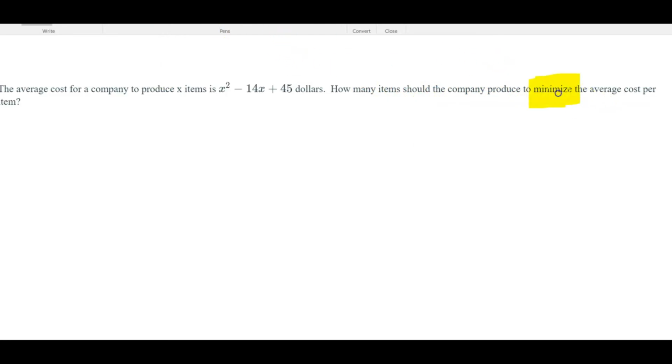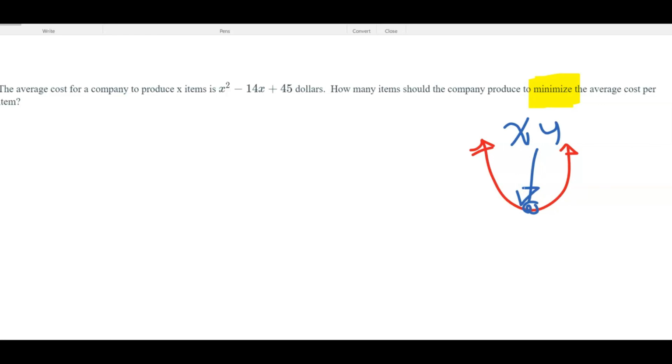What does that mean? If I were to graph this parabola, look what shape it's going to make. It's a positive a term, so it's going to make this shape. When they say minimize, they're talking about the very bottom of this parabola, and they want to know what input, how many items would I produce to get the lowest cost, the lowest output per item. So in other words, what is the x value of the vertex? Which x value of the vertex is going to give me the lowest y value? So I'm basically trying to figure out the vertex, but I need to know the x.